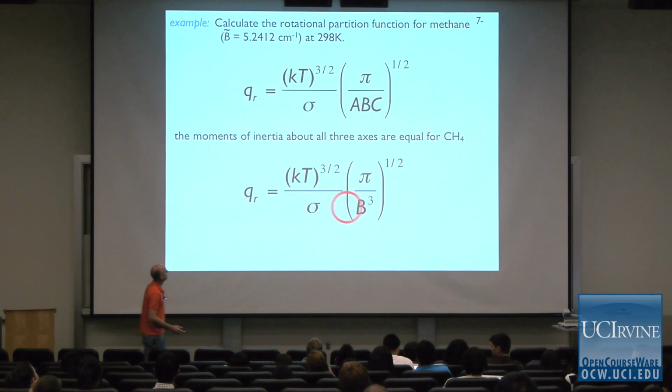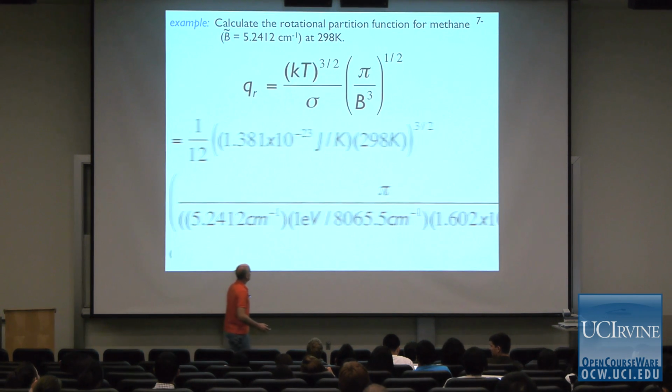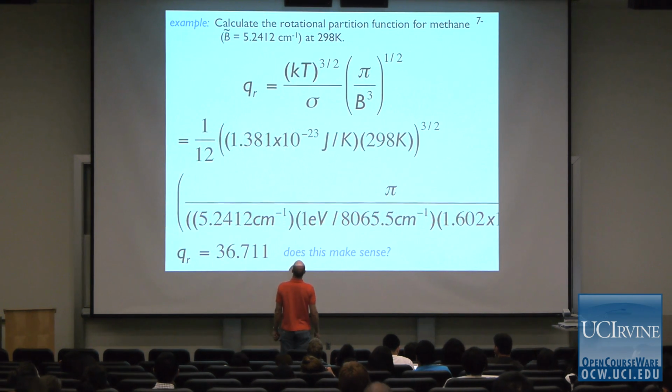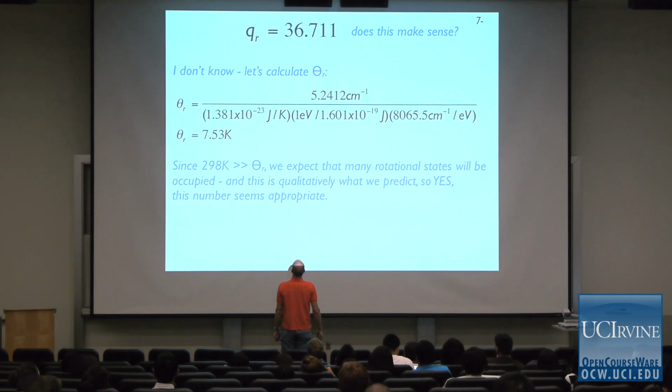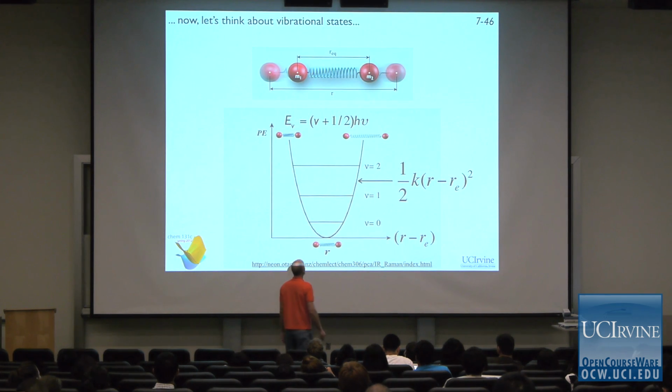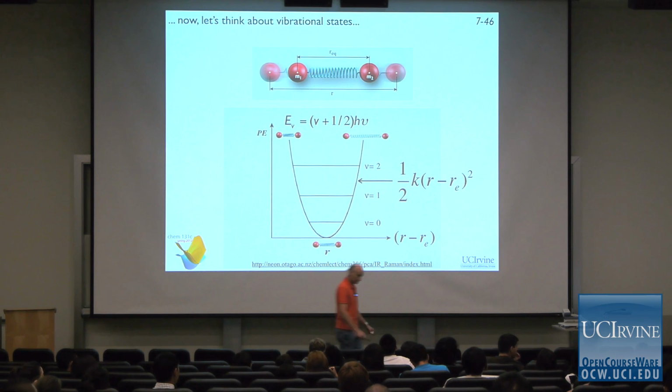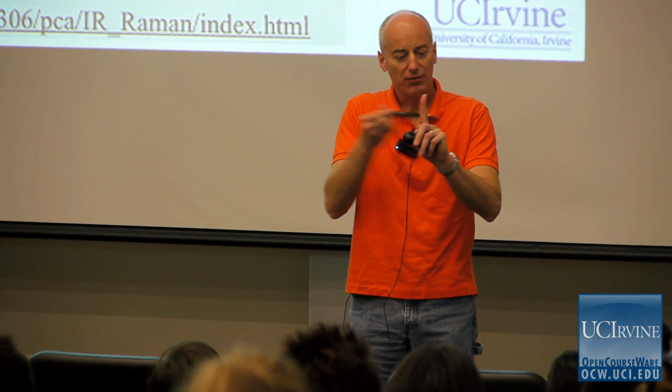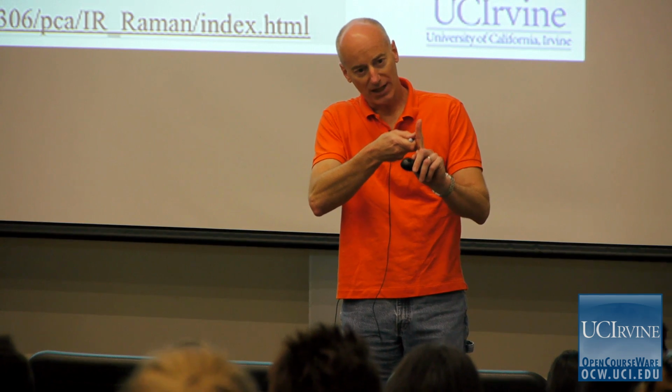Now, vibration. Yes? Could you repeat why A, B, C turned into B cubed? What do they represent? That is the rotational constant about each of the 3 principal axes of the molecule, X, Y, and Z.